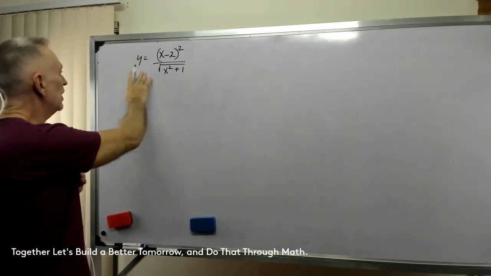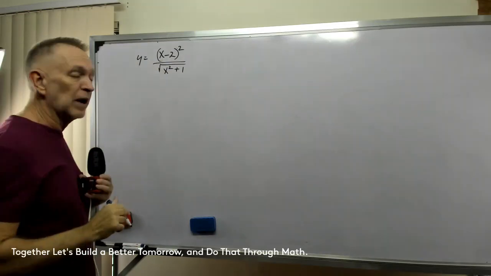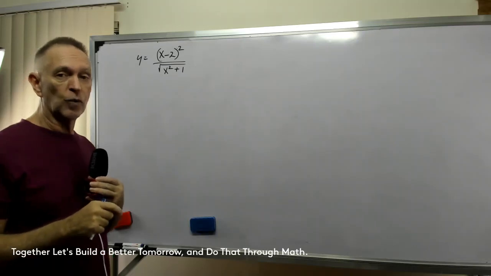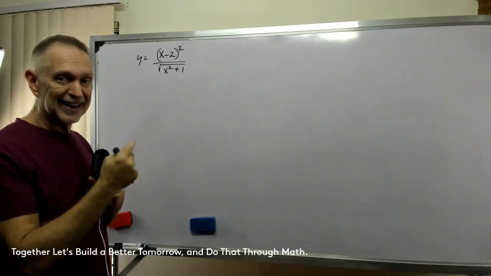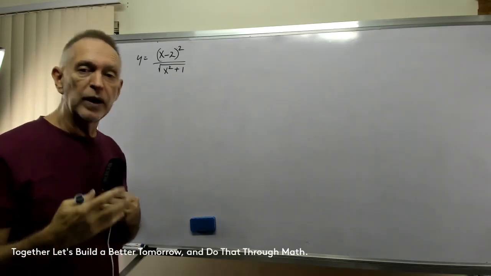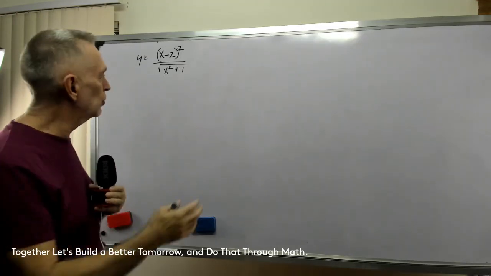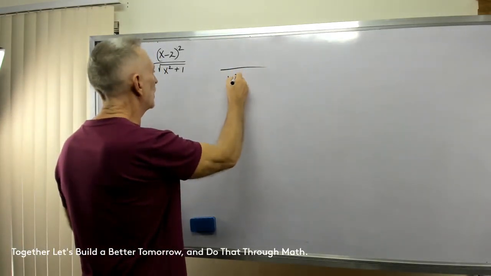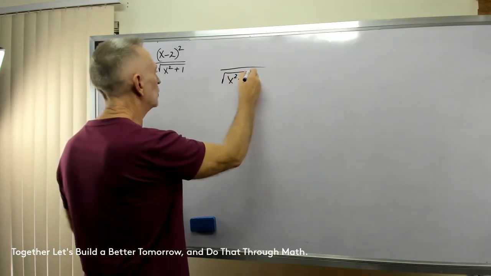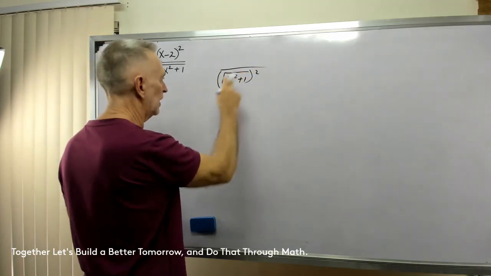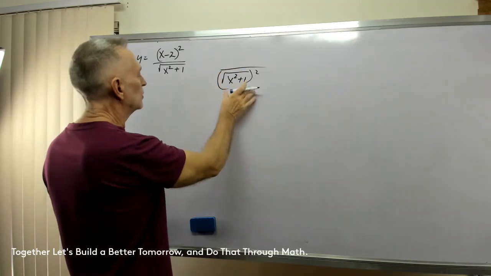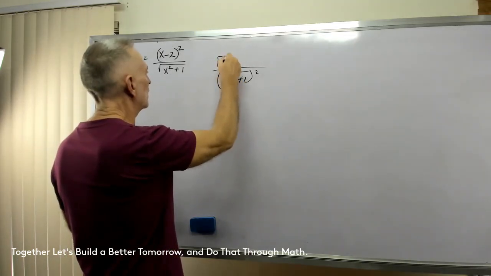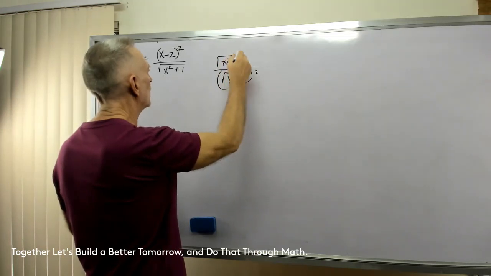We've got y equals (x minus 2) squared over the square root of x squared plus 1, and we want to take the derivative of that. Now we know we can use the quotient rule. We have the square root of x squared plus 1 squared, which would eliminate that radical. Then we would have the square root of x squared plus 1.